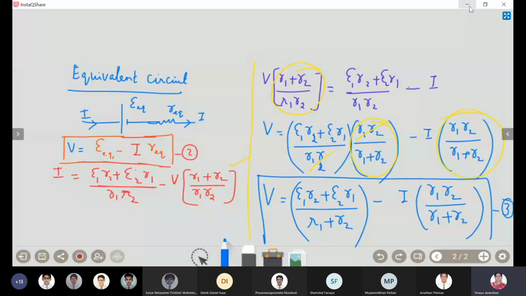Now you have to compare equation 2 and 3. Shall I go for the next slide? Ma'am, the equation which you wrote for equation 3, I didn't understand that. This one, boys? Yes, ma'am.